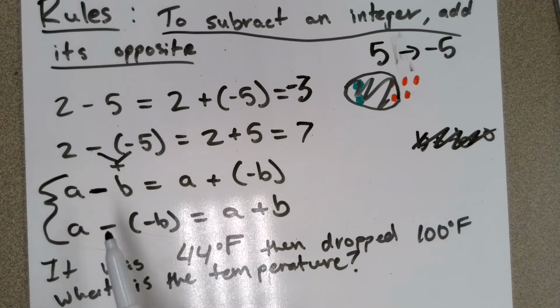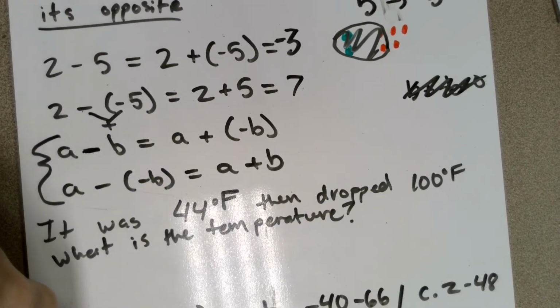We also have a minus negative b. We add the opposite, change this into a positive. The opposite of negative b is b, a plus b. These are the same thing, showing a different rule. Let's put that into practice here. We got a few more practice problems, and then that's all I got for you.